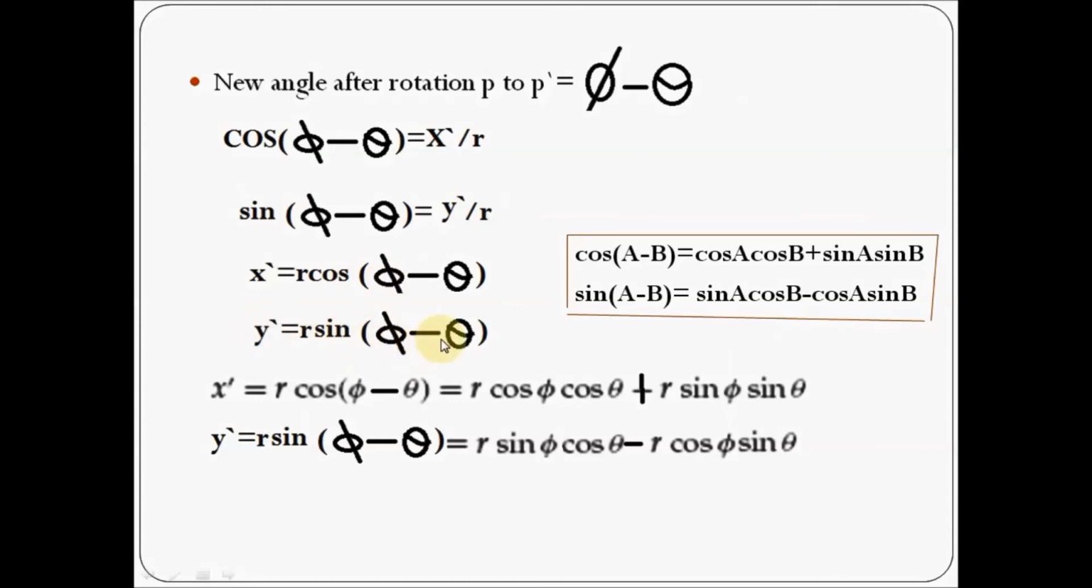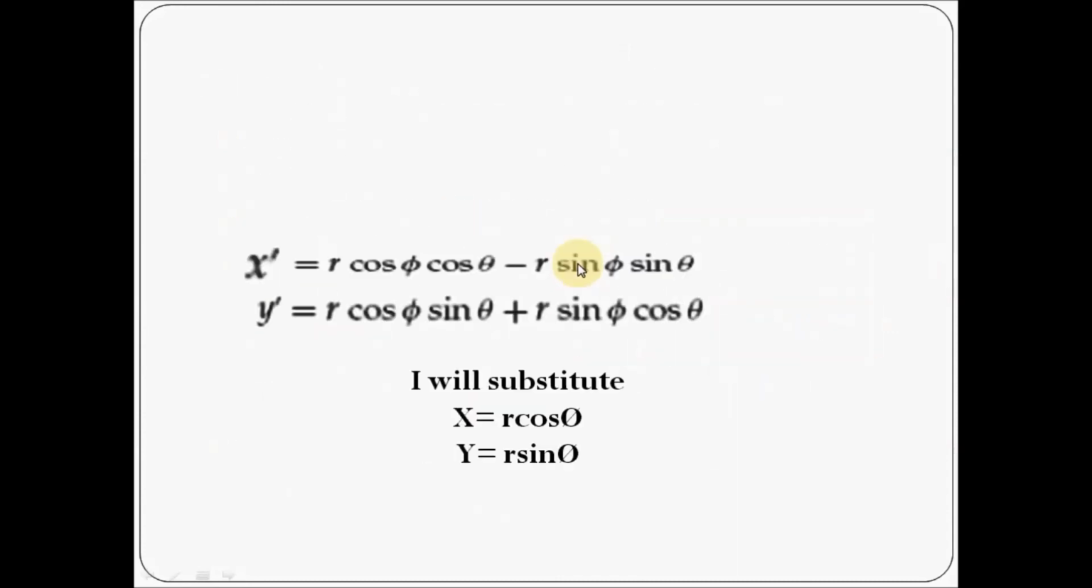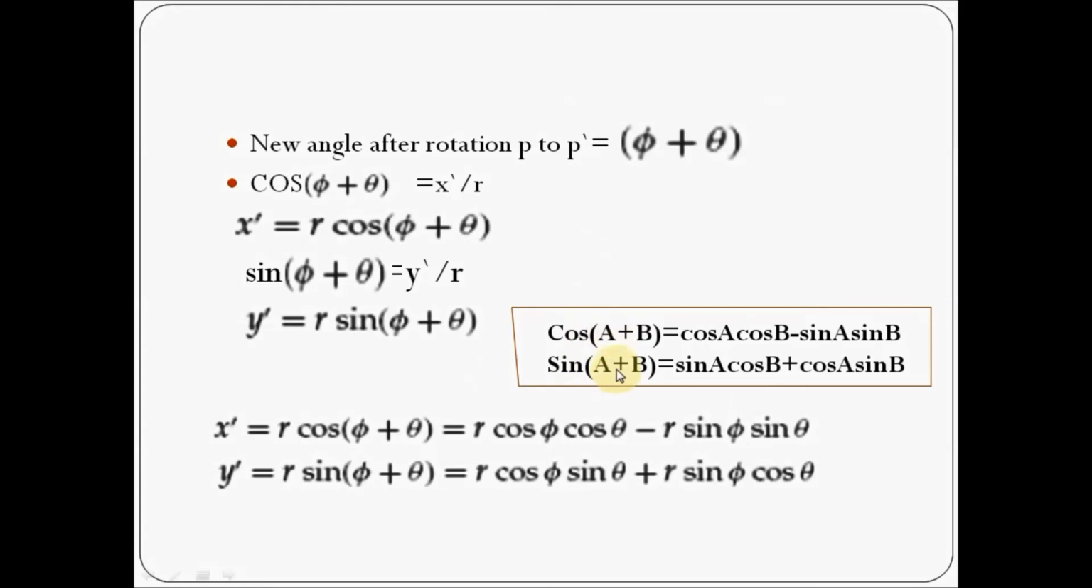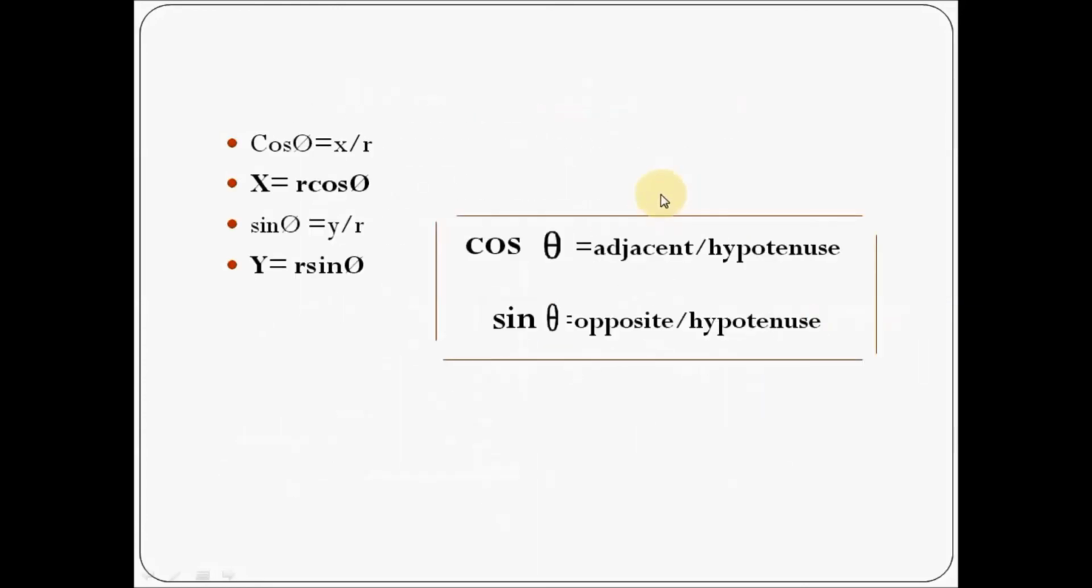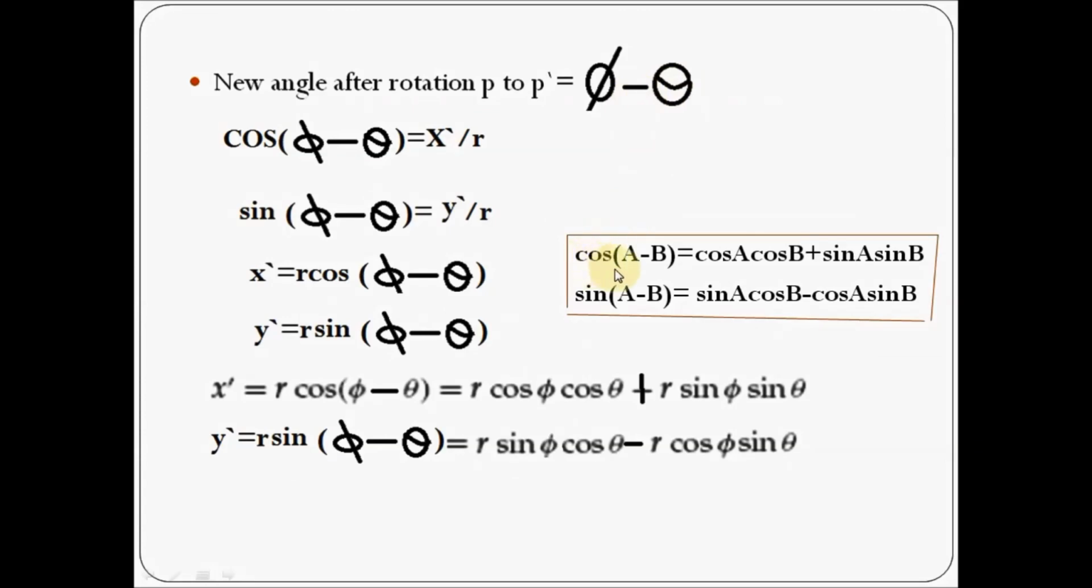Now in the previous case I used the formula cos of a plus b, sin of a plus b. But here it is phi minus theta, right? That's why here I am using the formula cos of a minus b, sin of a minus b. Cos of a minus b is cos a cos b plus sin a sin b. Sin of a minus b is equal to sin a cos b minus cos a sin b. Same values I am using, but a different formula. So x dash is equal to r cos of phi minus theta, y dash is equal to r sin of phi minus theta, and these will be converted into this form by using this formula.